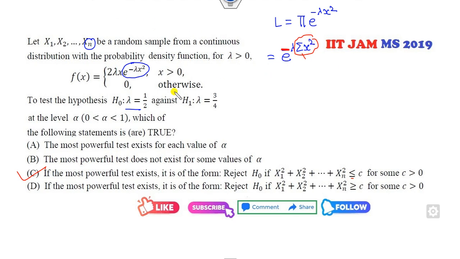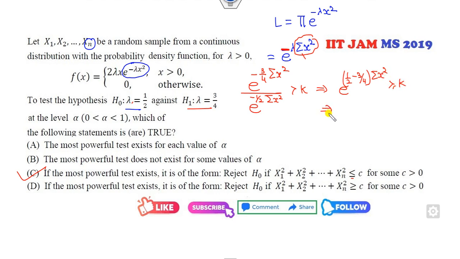If you see the ratio here, e raised to power minus 3 over 4 summation x square divided by e raised to power lambda is half summation x square is greater than k. So it means I can add them: half minus 3 over 4 summation x square is greater than k. I can take the logarithm on both sides, and 4 is the LCM. It is minus 1 over 4 summation x square is greater than c. So summation x square is less than c is the right answer.